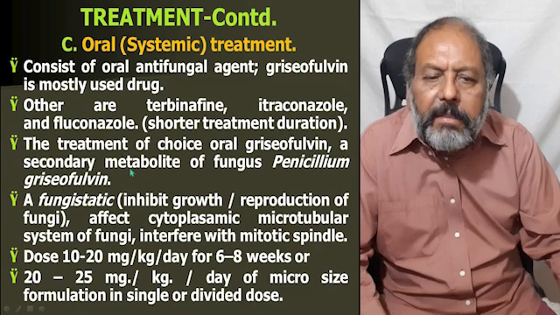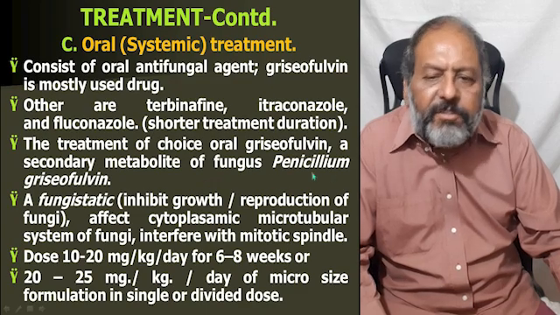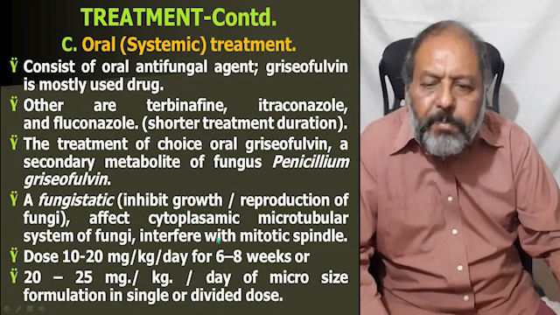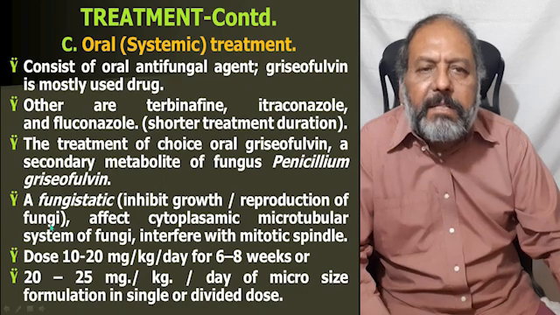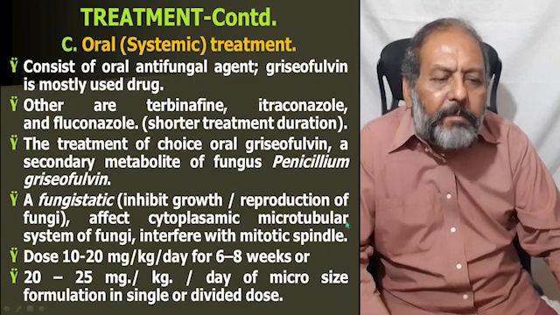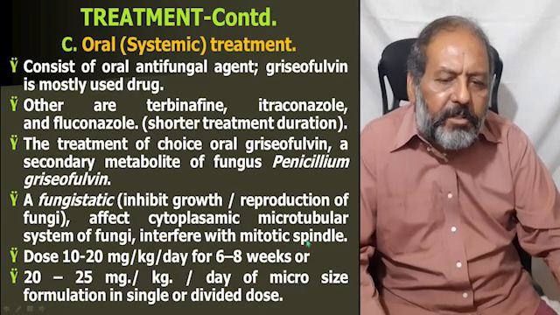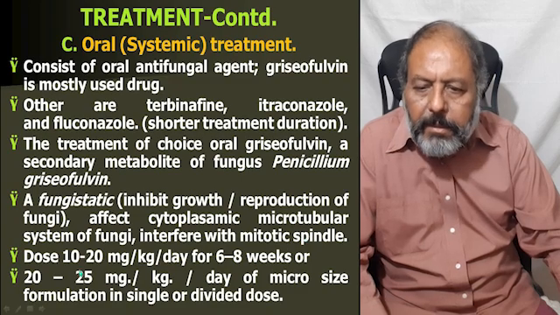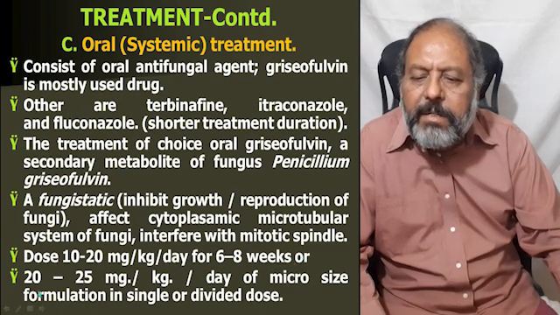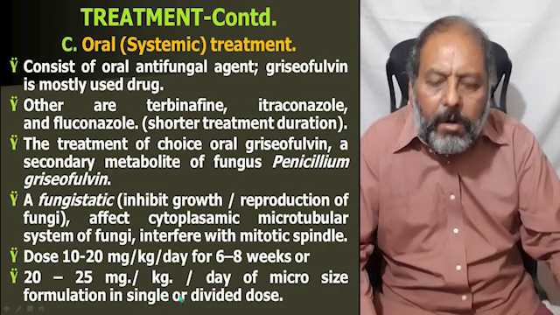of long duration. The treatment of choice is oral griseofulvin, a secondary metabolite of the fungus Penicillium griseofulvum. It is fungistatic, which means it just inhibits the growth and reproduction of the fungi, as compared to fungicidal, which kills the fungus. It affects the cytoplasmic microtubular system of the fungi and interferes with the mitotic spindle, so there is no more reproduction and growth is inhibited. Dose is 10 to 20 milligram per kg per day for 6 to 8 weeks, or 20 to 25 milligram per kg per day of micro-size formulation in single or divided dose.